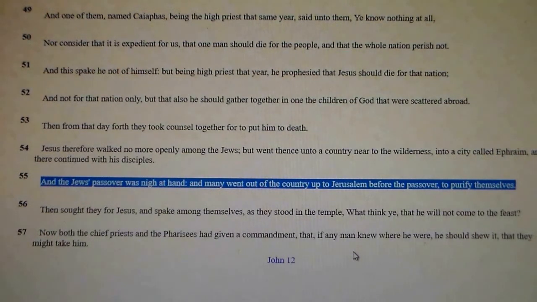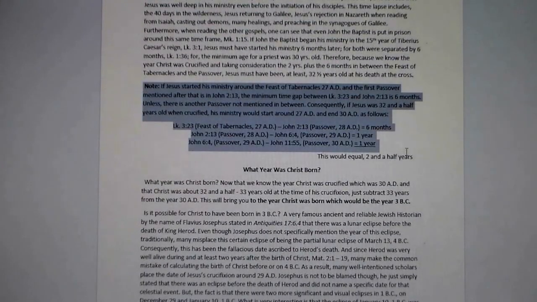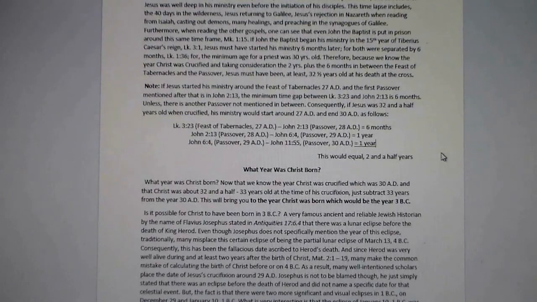So the next thing we need to do, let me show you my notes right quick. That way you can have some notes here. Jesus began his ministry when he was 30. And then we had, of course, the 6 months. And, well, let me show it to you in my notes here. Let's look at that part right there.